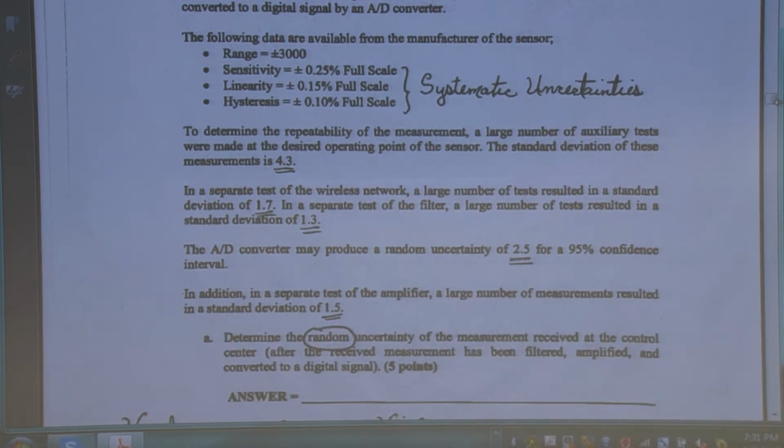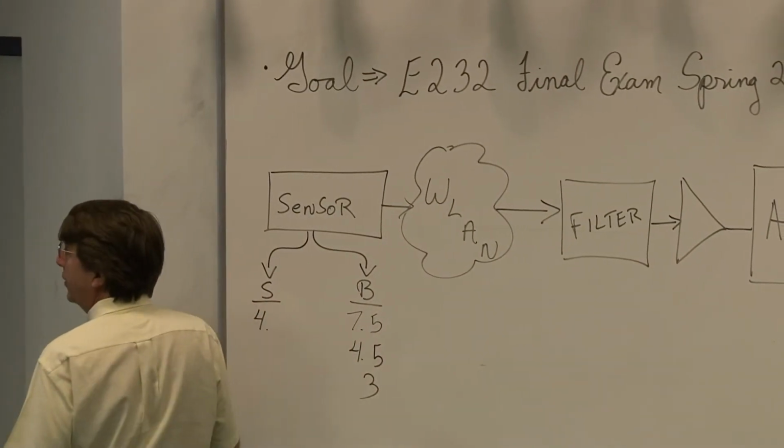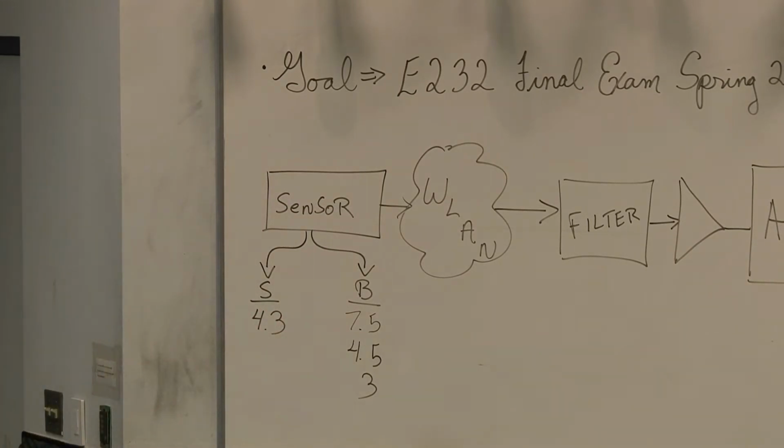Now, it says to determine the repeatability of the measurements, a large number of auxiliary tests were done on the sensor. And the standard deviation of these measurements is 4.3. So I'm going to start another column, S for standard deviation, 4.3. Now, my colleagues, I think this came up in both lectures, in both sections. This issue here of getting 4.3, Eamon, most likely that was done by the manufacturer of the sensor.